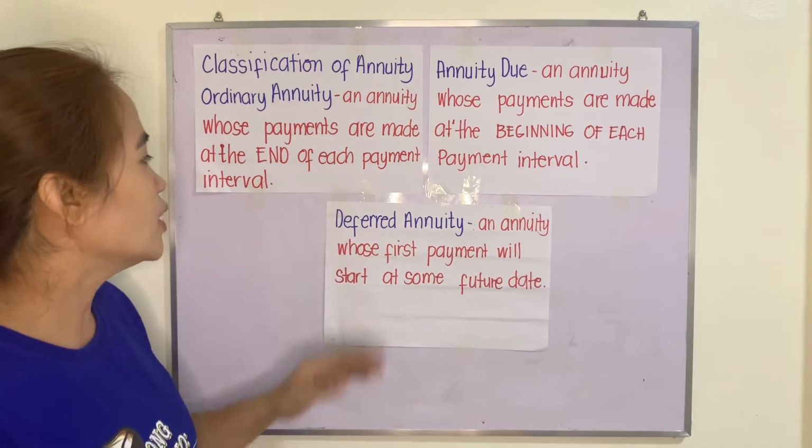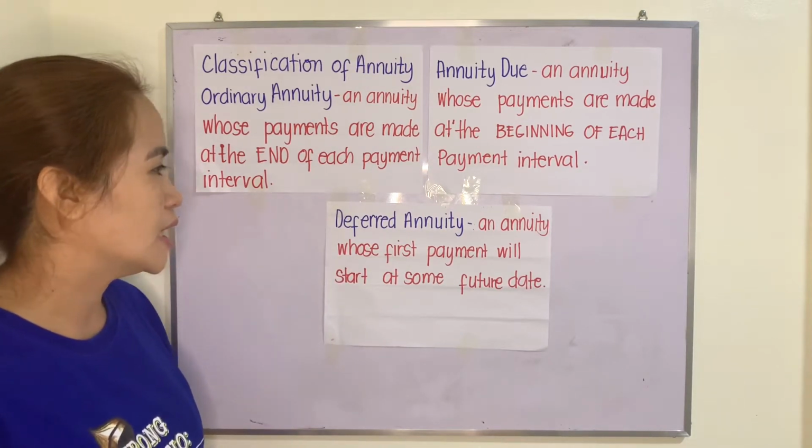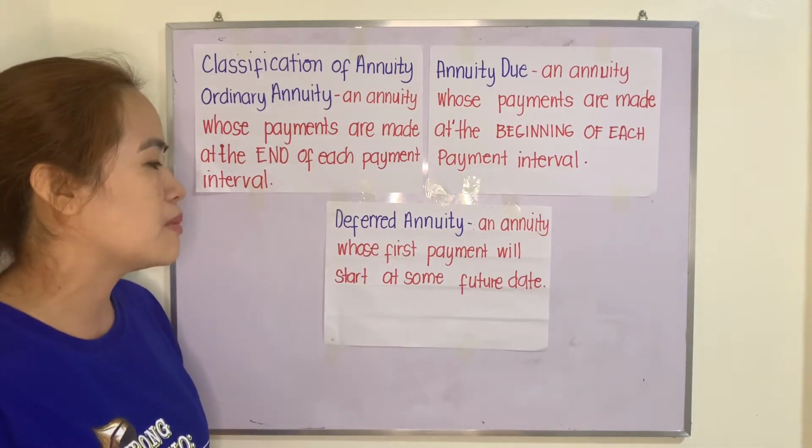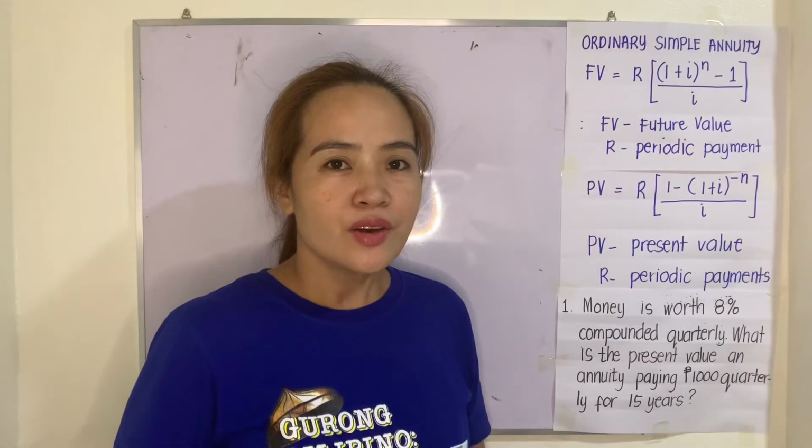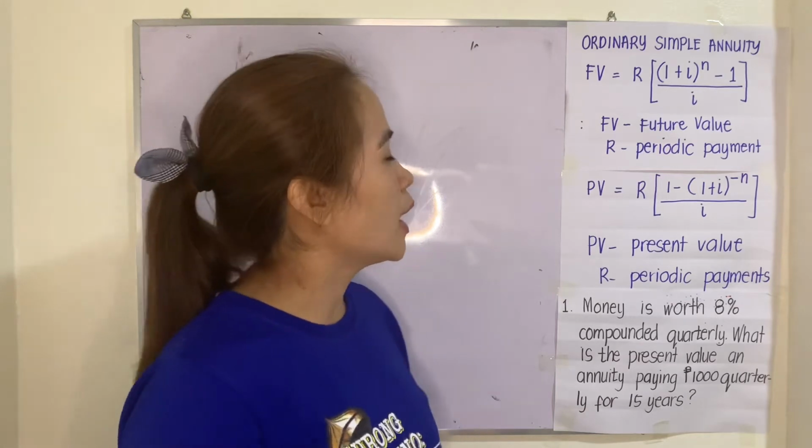And the third one is deferred annuity. It is an annuity whose first payment will start at some future date. For ordinary simple annuity, we have two formulas.